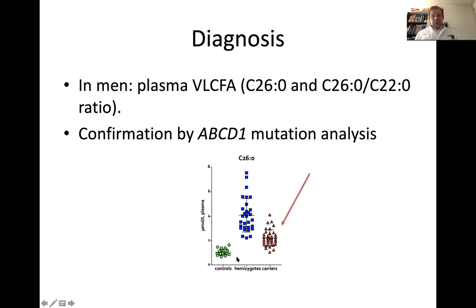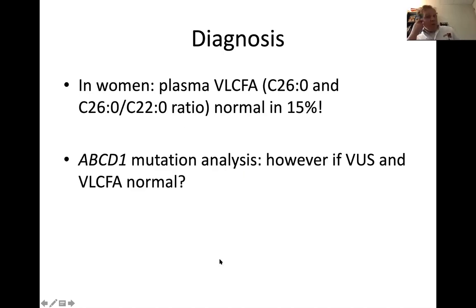The only thing that should be emphasized is that women with ALD, like we just discussed, are definitely patients. But if you only do a plasma C26, you can see that for the women, the red triangles, there's a little bit of overlap with the control levels. In women, about 15% have normal very long chain fatty acids, so the diagnosis can be missed. So if there is a strong index of suspicion, ABCD1 mutation analysis should be done.